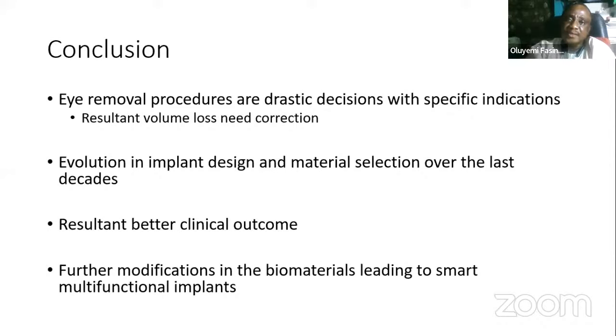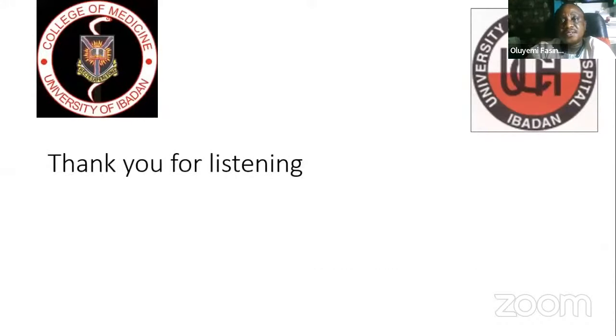Just a little to add, for exenteration, we certainly cannot use implants because there's no place where the implant can stay after having removed virtually every content of the socket, with the socket now being lined by skin. So the exenteration prosthesis, as highlighted by Dr. Akan, is the way to go. So the implants used basically have to do with evisceration or enucleation. Thank you very much for listening.